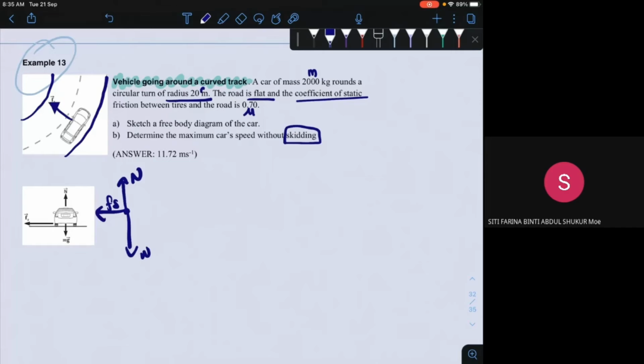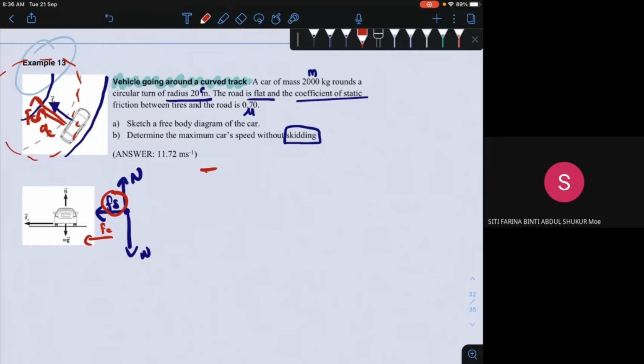So dia suruh cari determine the maximum speed without skidding. Maksudnya kita nak kereta kita ini tidak terbabas. Maksudnya dia kena buat this successful turn. Maksudnya dia akan experience centripetal force. Centripetal force adalah, kalau ini bulatan, towards the center of the circle akan ada AC. Maka ini juga lah direction of FC kamu. So the force that contribute to your FC adalah kamu punya static friction dekat sini.